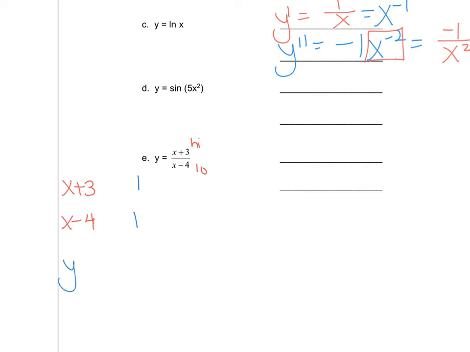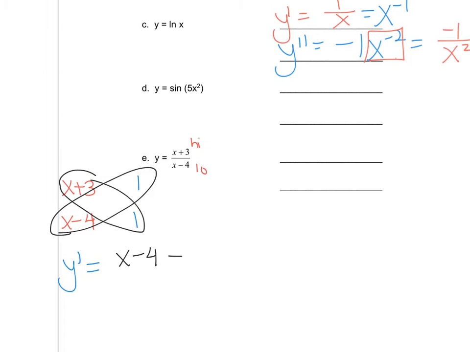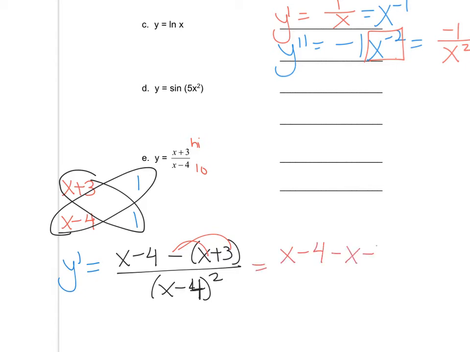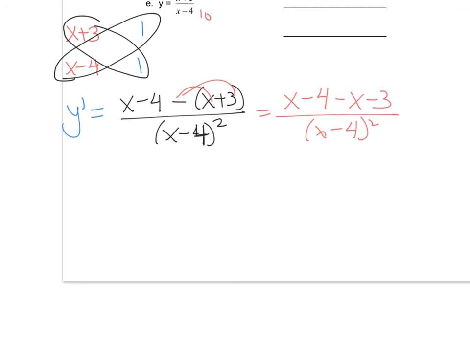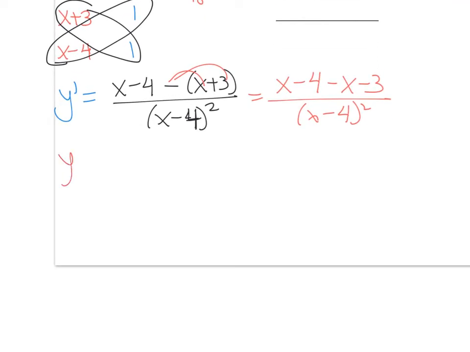And the first derivative says low d high minus high d low, all over low, low, which means the denominator squared. We have to distribute this negative. And then in the numerator, we can combine like terms. So we get our first derivative is negative 7 divided by x minus 4 squared.